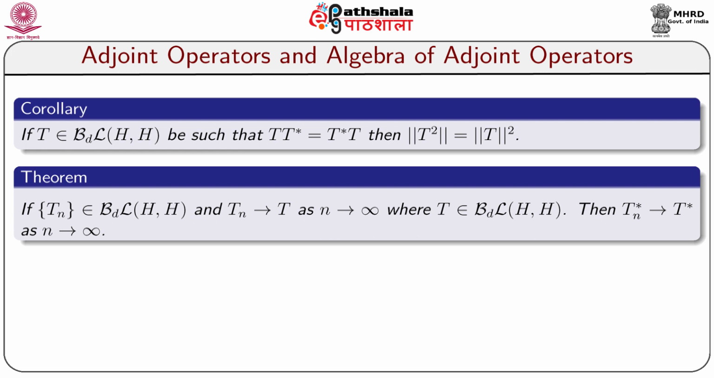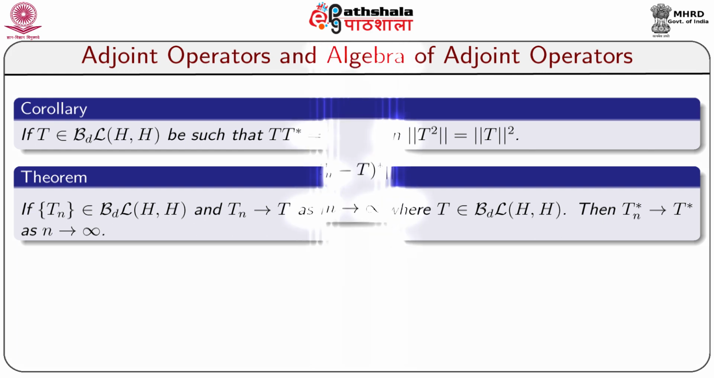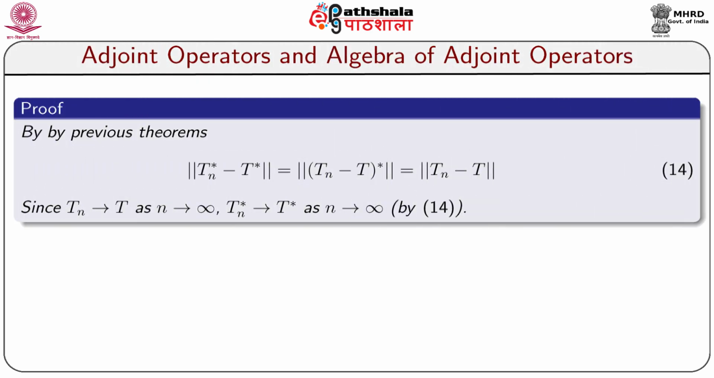Let us take a theorem. If Tn is a sequence of bounded linear operators from H to H and Tn converges to T as n tends to infinity, where T is a bounded linear operator from H to H, then Tn star tends to T star as n tends to infinity. The proof of the theorem looks like this.